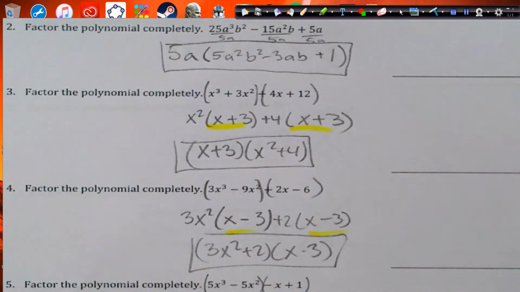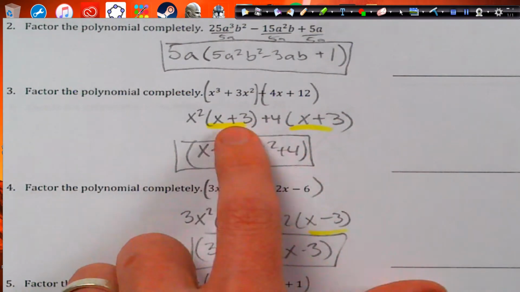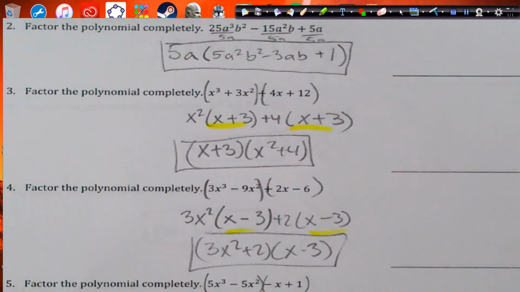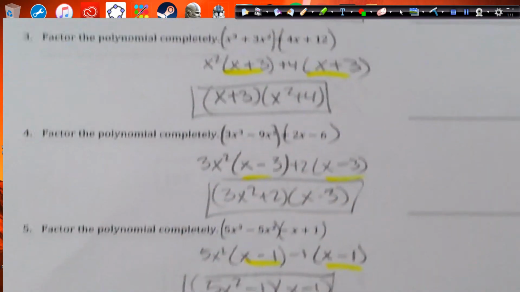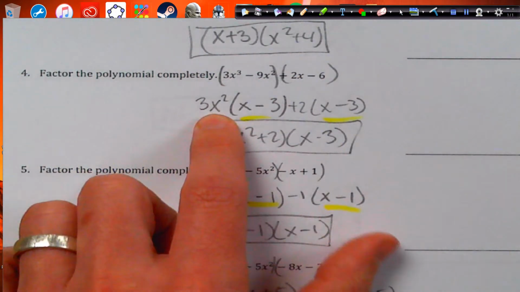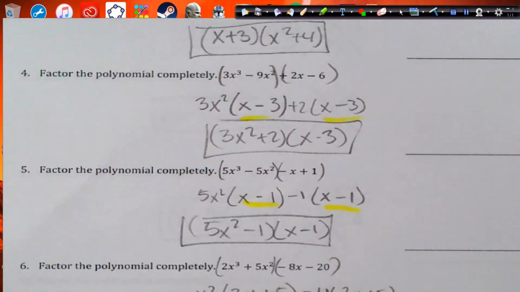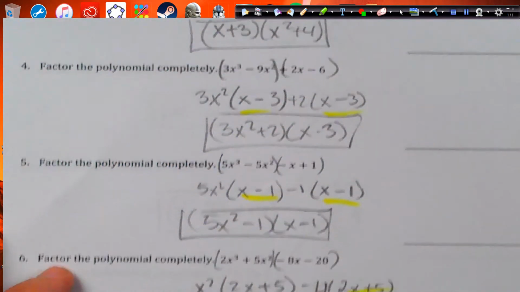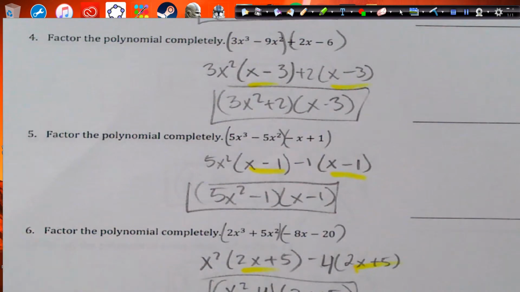Okay, factor by grouping, we split them, factored an x squared and a 4 out. They look the same, and we were able to pull it out. Number 4, we were able to factor by grouping, get the 3x squared out and the 2, and then we get x minus 3. They look the same, and we were able to pull that one out. Same thing, number 5, 5x squared, and then negative 1. Perfect.